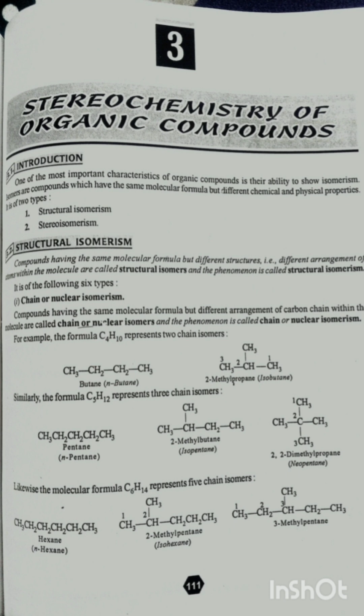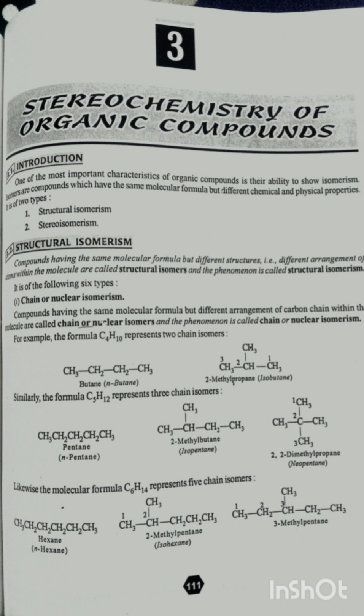Chain or nuclear isomerism. Compounds having the same molecular formula but different arrangement of carbon chain within the structure or molecule are called chain or nuclear isomers, and the phenomenon is called chain or nuclear isomerism. For example, the formula C4H10 represents two chain isomers. First, butane, n-butane. Second, 2-methylpropane, isobutane. Similarly, the formula C5H12 represents three chain isomers. First, pentane, n-pentane. Second, 2-methylbutane, isopentane.